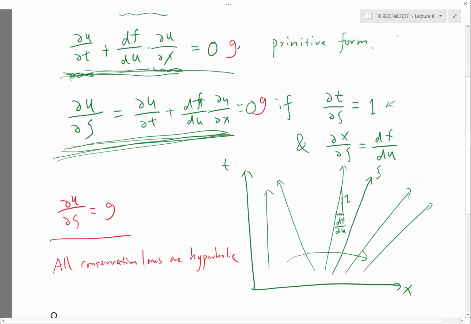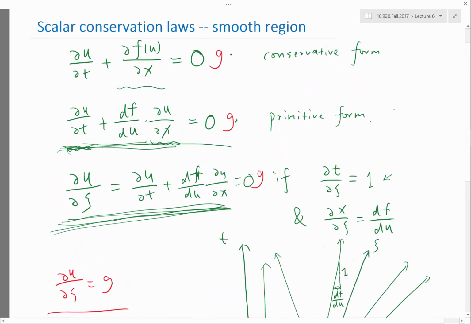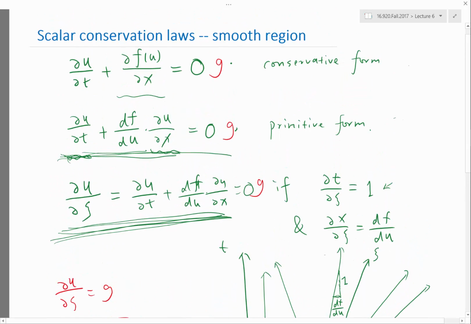Right. So now we have done analysis for the smooth region. So why does this analysis only apply to smooth regions?